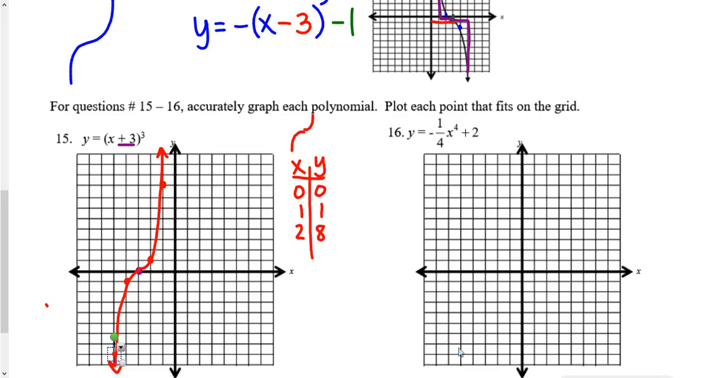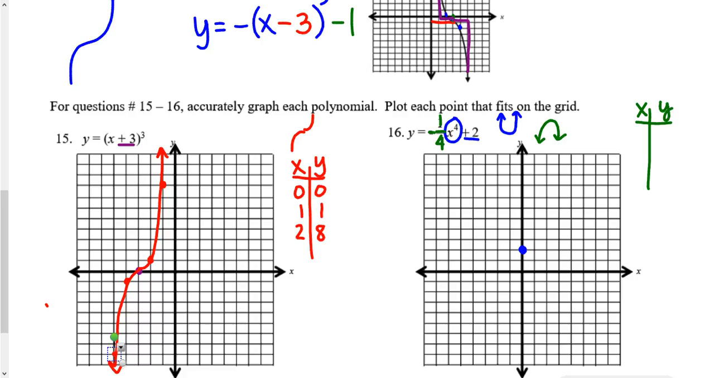Number 16, I've got an x to the 4th as my parent function. So that's going to make a U shape. My only moving is to move up 2. So I'm going to start out, I'm going to go up 2, and I'm going to put my anchor point there. The other transformations: I have a negative out in front, which is going to flip my U shape over. And then I also have this 1/4, which is a stretcher. It's on the outside, so it's going to actually shrink me vertically by 1/4.